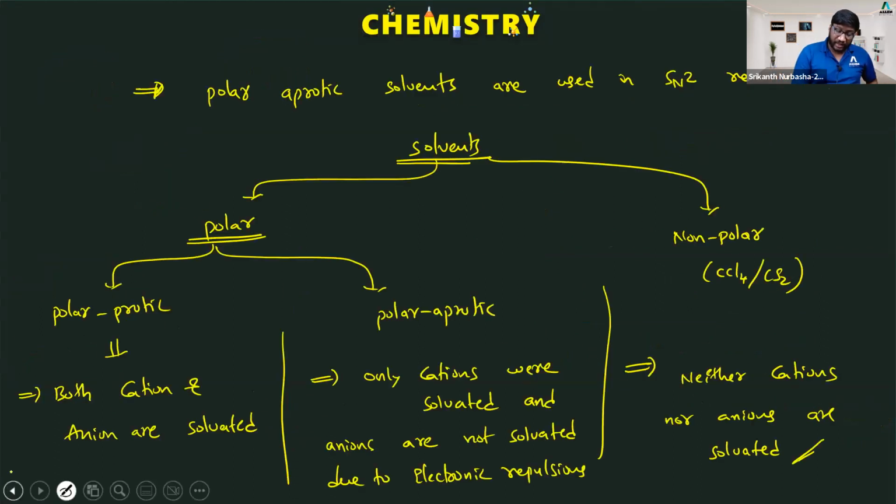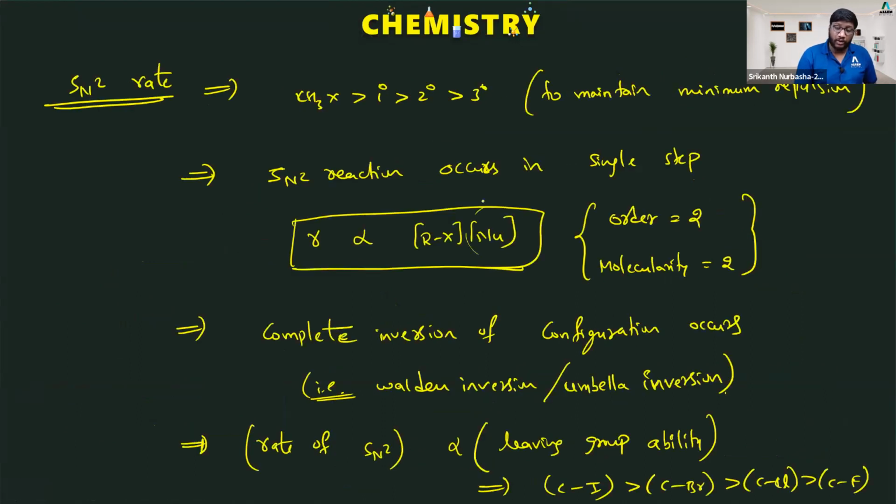But here we have said polar aprotic solvents are used in SN2 reactions, because the rate of an SN2 reaction depends upon the concentration of the nucleophile. If the nucleophile is surrounded by all the H2O molecules, its nucleophilicity is decreased or not?